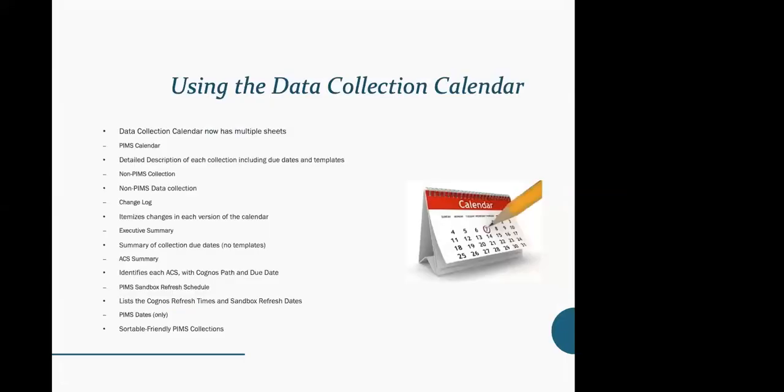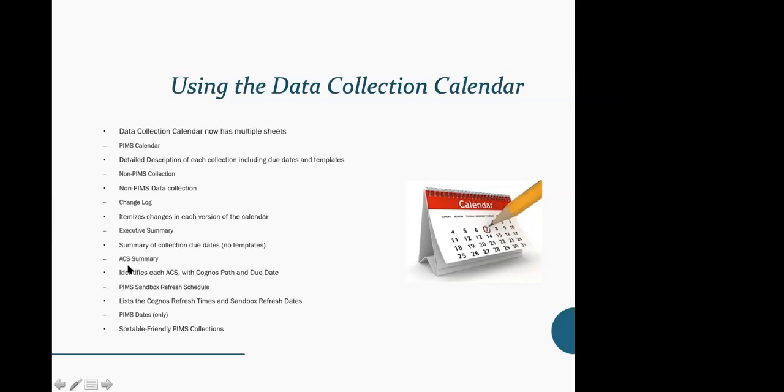The calendar. Some of you may not even be aware that there are all kinds of tabs in that calendar. We've got the basic first tab, which shows us what things are due, what templates get uploaded, what the collection is called, ACS if required, and when that due date is, etc. But you will also see tabs for things like a change log, shows you what's different from this calendar from the last. You would also find non-PIMS collections for some of you who might have to send up information that is not related to PIMS.